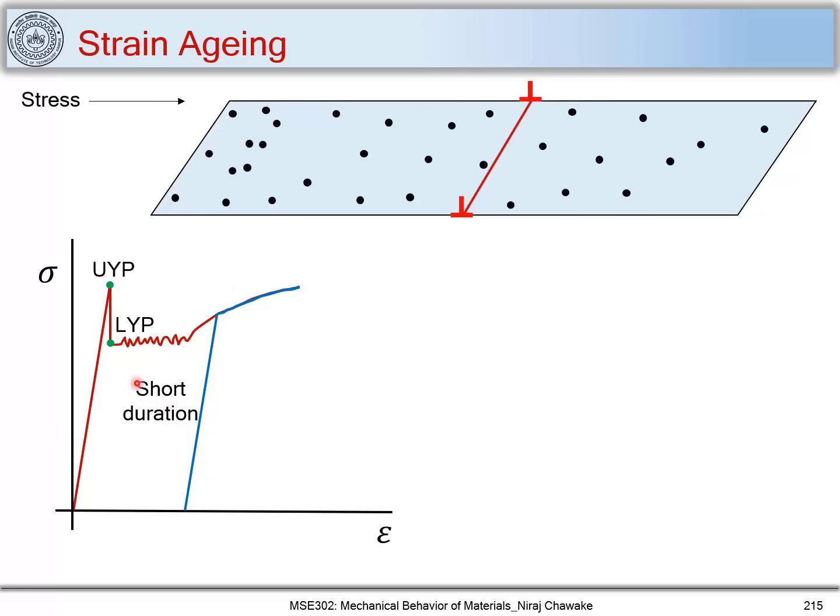Now let's say that this same mild steel sample, if you have deformed and you allow it for certain time and temperature, let me write that down. So let's say you give sufficient time and temperature.